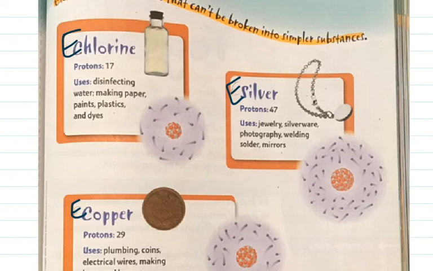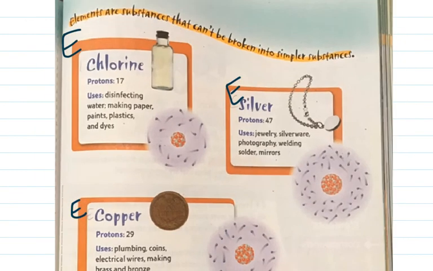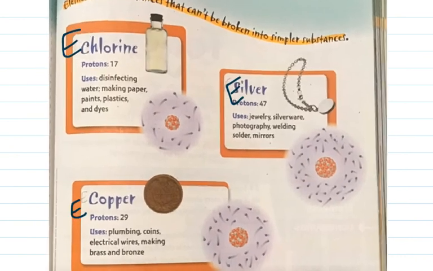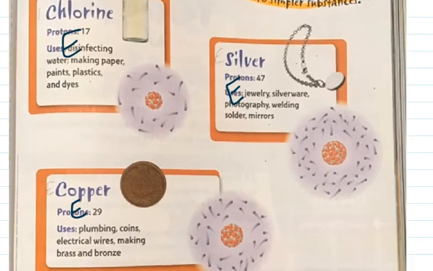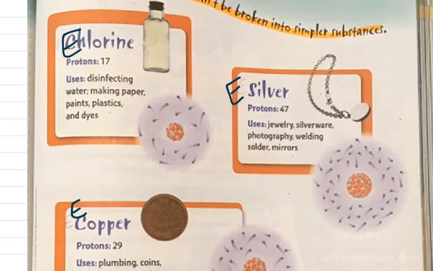Okay, let's look at the size of the nucleus. Wow, that's definitely bigger than chlorine. But how many protons are in silver? 47. Yeah, good job. Make sure you underline these too. Okay. Ready? Let's go down to copper. I know my E's are messed up. That's okay. Okie dokie.